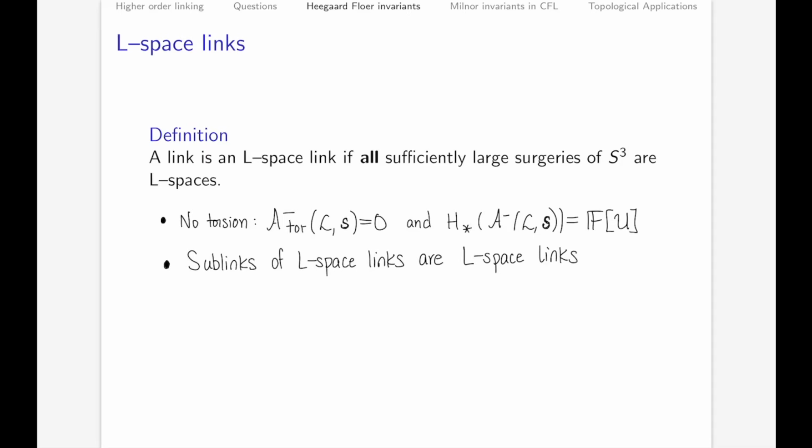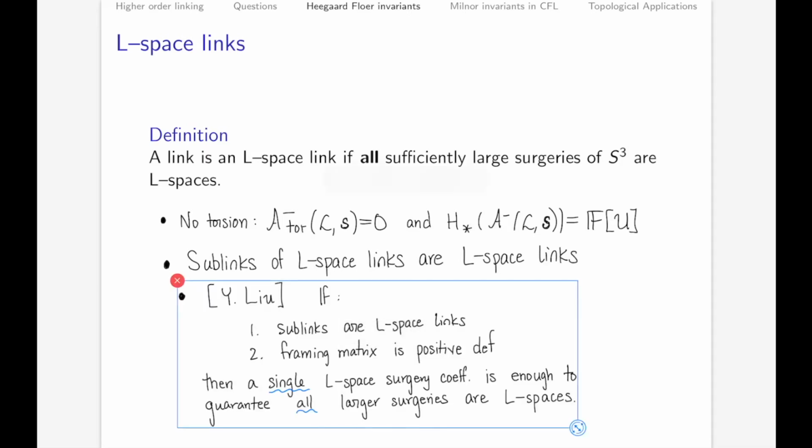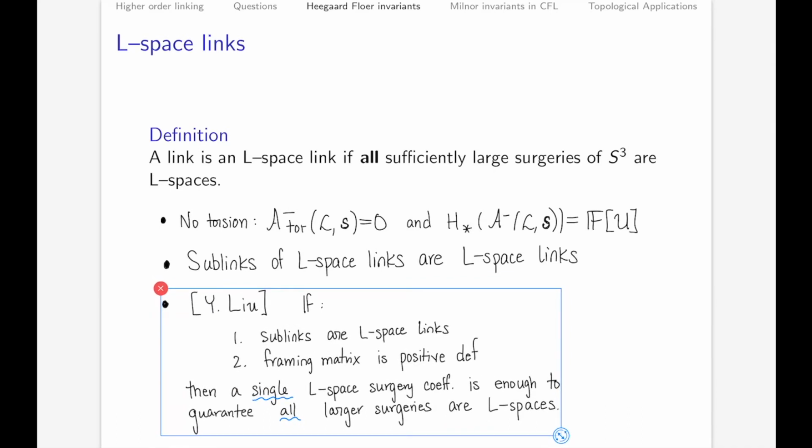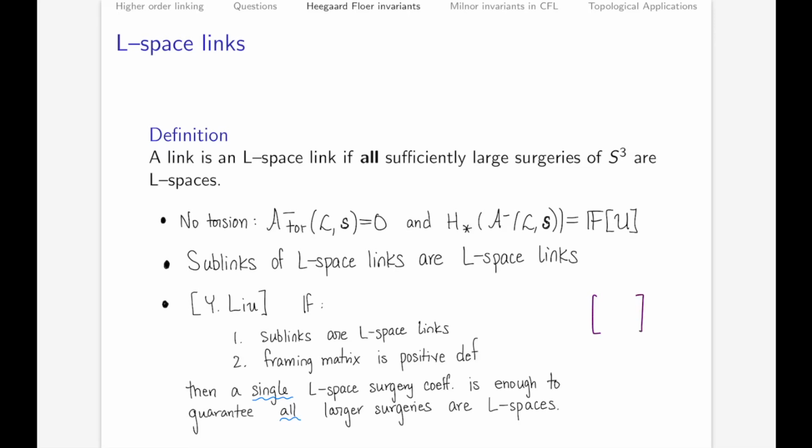The next fact is due to Yajing Liu, and these are conditions that basically tell us when L-space links work like L-space knots, in the sense that you can increase the surgery coefficients and you're still going to have L-space surgeries. So if you know that the sublinks are L-space links, and you know that the framing matrix is positive definite. What the framing matrix is, by the way, is if you're doing, say, surgery on a two-component link, then the surgery coefficients are the framings, so P1 and P2, and then the linking number of L1 and L2 would go here. So it's the linking number off the diagonal and the framings on the diagonal.